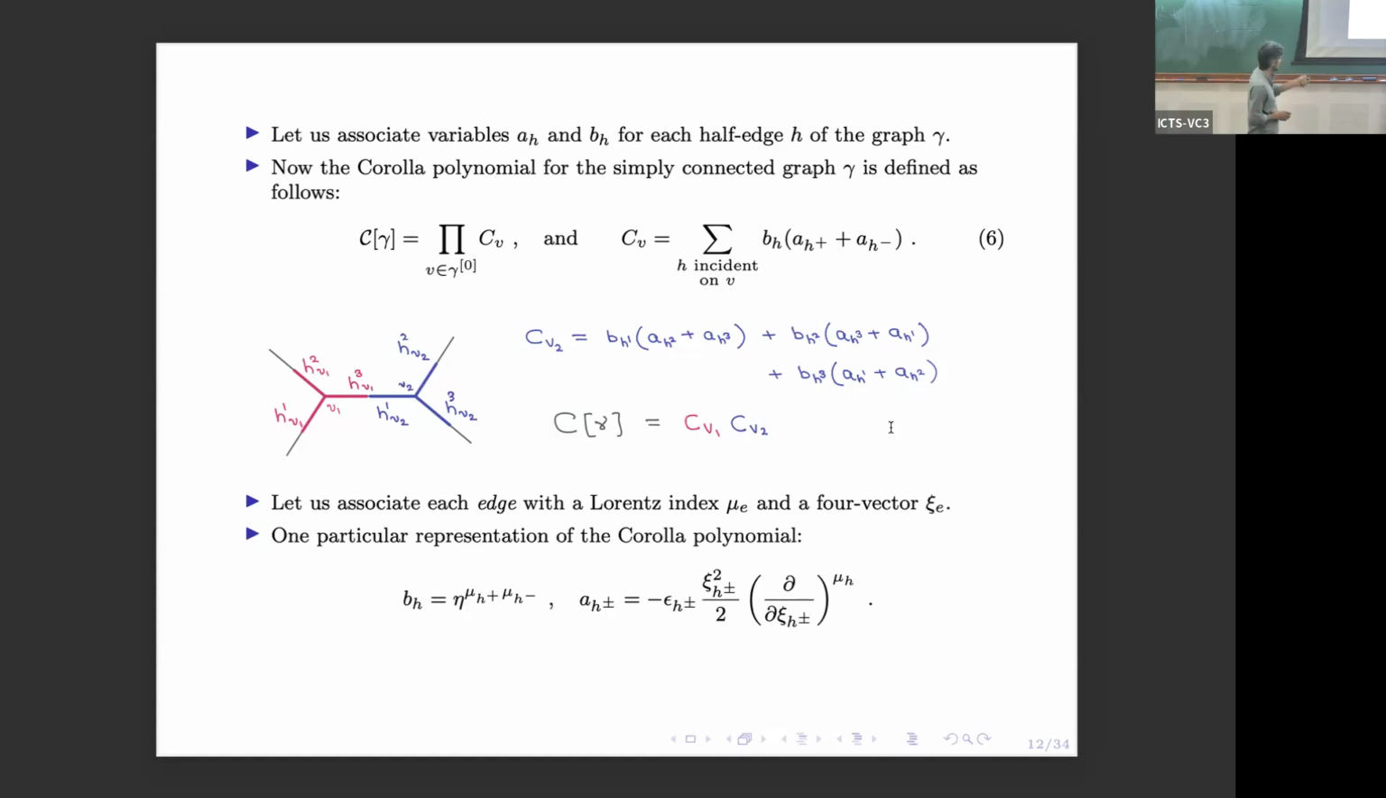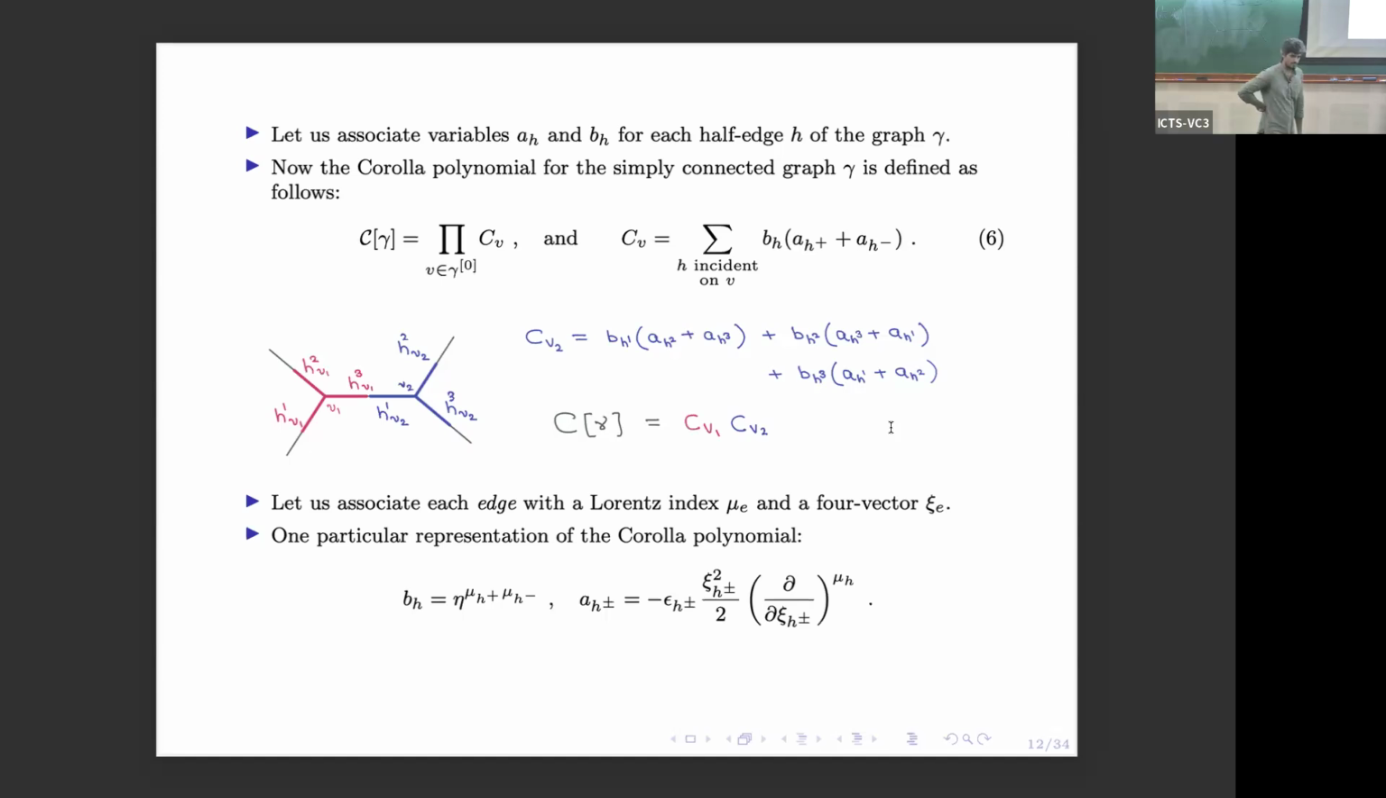Now for the entire graph, you can define a Corolla polynomial like this. This C is the Corolla polynomial. It is a product of C_V for each vertex of the graph. This gamma with the superscript 0 denotes the zero-dimensional faces of a graph, which are just the vertices. That just means that you take a product over all the vertices of the graph. And then for each vertex, what you do is this. It's better clear with an example.